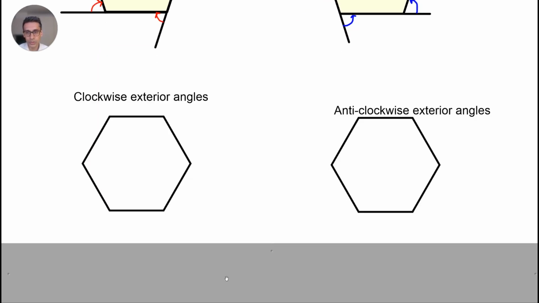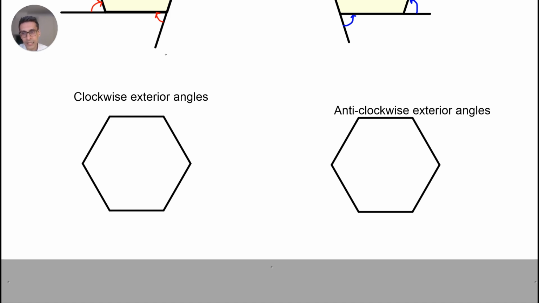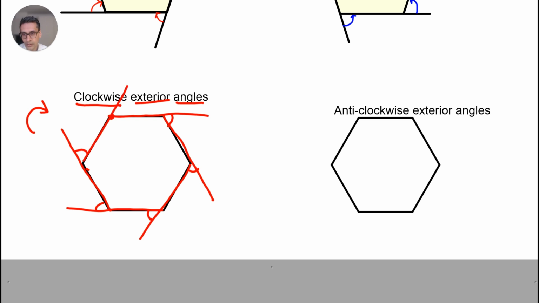So just an example from a plane shape. If I want to work out the clockwise exterior angles, I can pick a vertex and then I'm going to go clockwise. Now clockwise is this way. So I'm going to just drag the line out. There's an exterior angle. Drag this line out, exterior angle. Drag this out, exterior angle. And you can see I'm going to label all of these exterior angles in the clockwise direction.